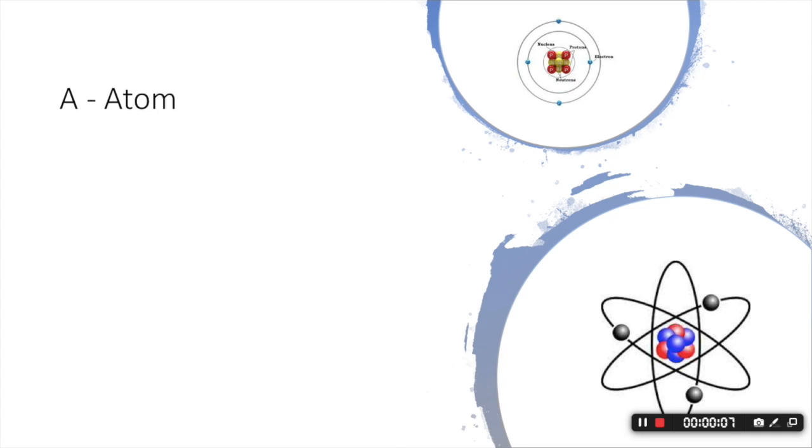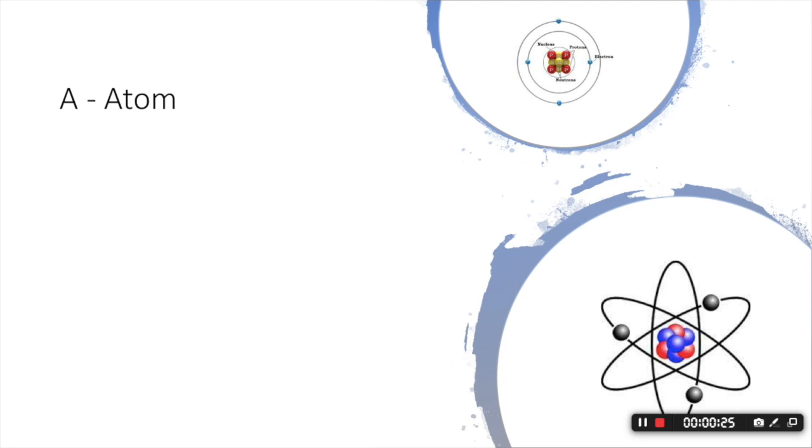A is for atoms. Atoms are the basic building blocks of all matter. Atoms are able to join and become molecules. Atoms make up everything around you. They are composed of three pieces: a proton, electron, and a neutron. The proton and neutron are in the center of the atom, while the electron is in an electron cloud orbiting the nucleus.